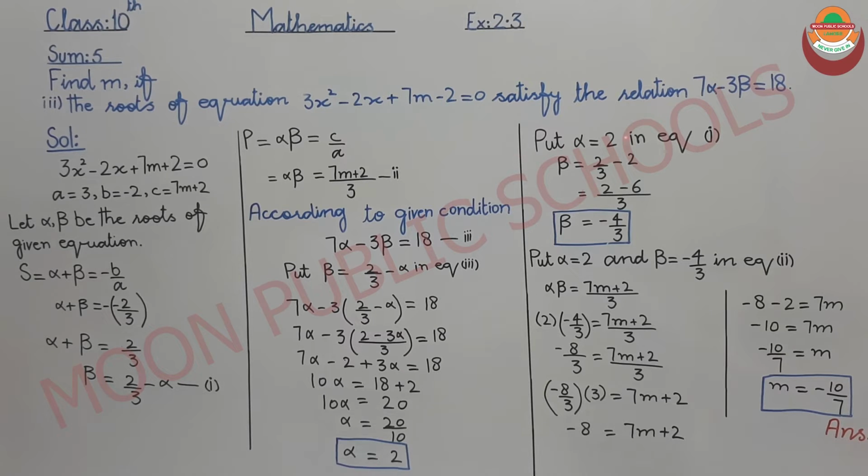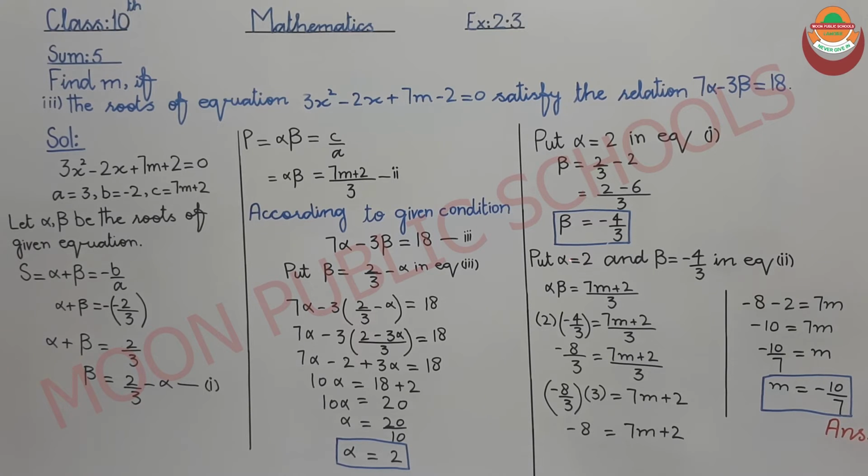Now we put alpha equals 2 in equation 1. Beta equals 2 over 3 minus the value of alpha, which is 2. We take LCM. 3 into 2, 6. Solve 2 minus 6, but the bigger value is 6, so we take the negative sign. 2 minus 6 equals minus 4 over 3. So this is the value of beta. Beta equals minus 4 over 3.